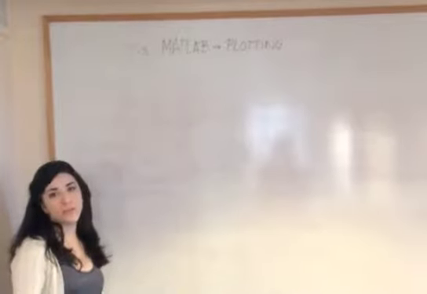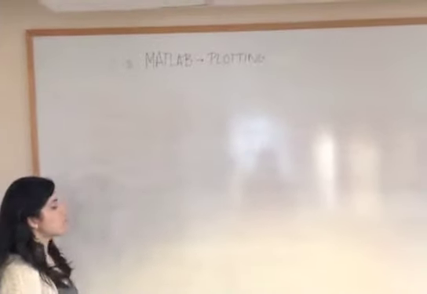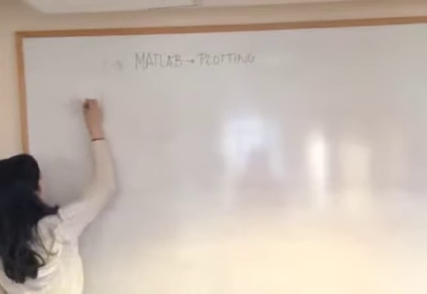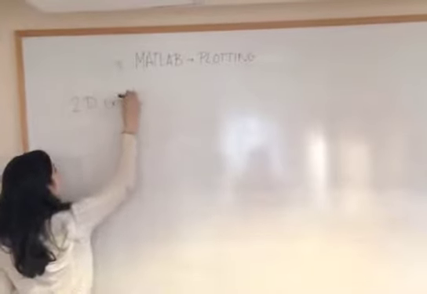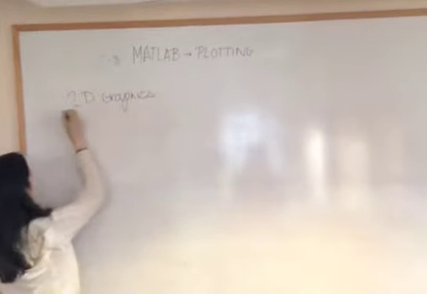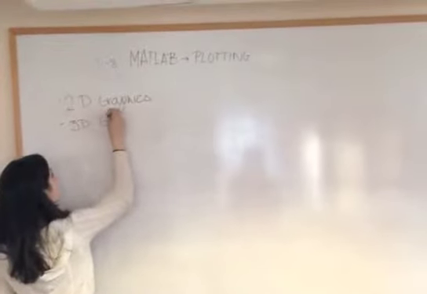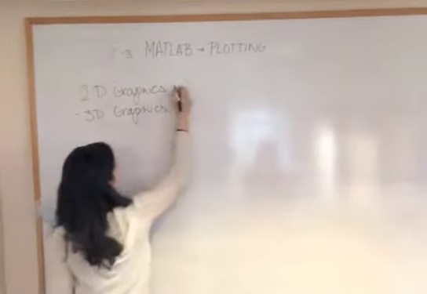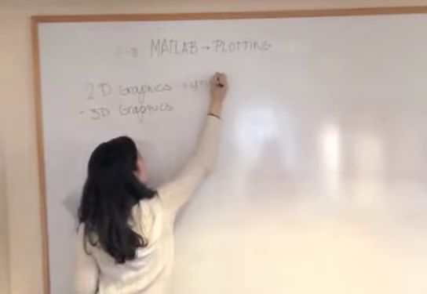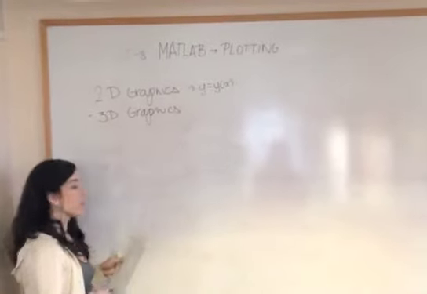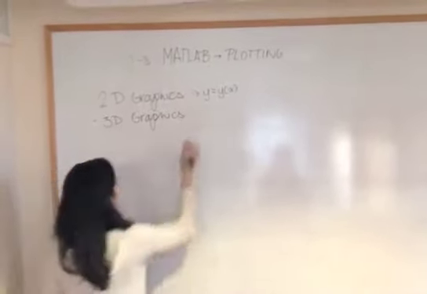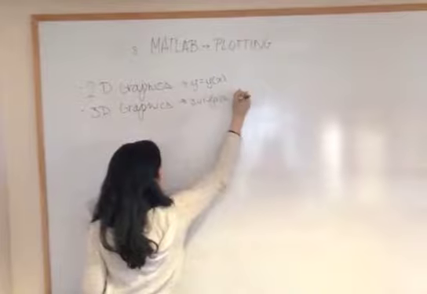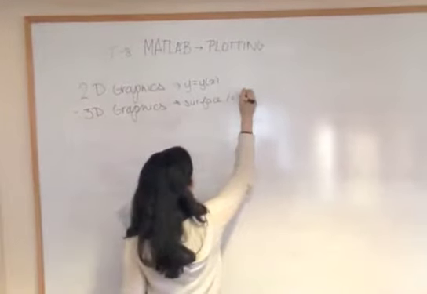Okay, so today we're going to be covering topic 8, which is plotting. So there's two different types of graphics. We have 2D graphics and 3D graphics. For 2D graphics, we just have a simple y equals y of x, which is like a line. And then for 3D graphics, we can have a surface or a contour plot.